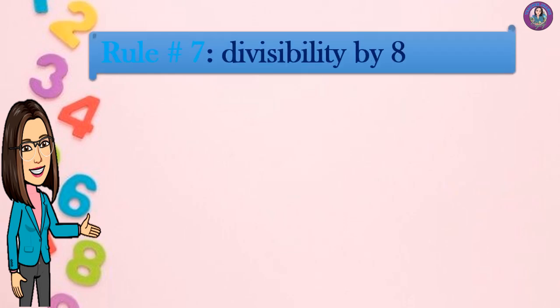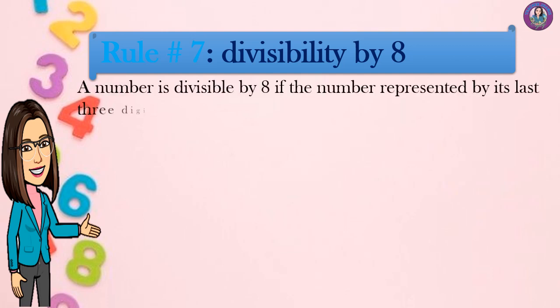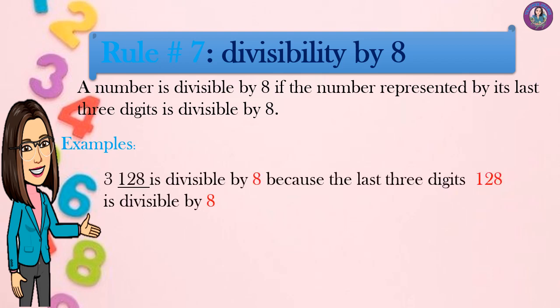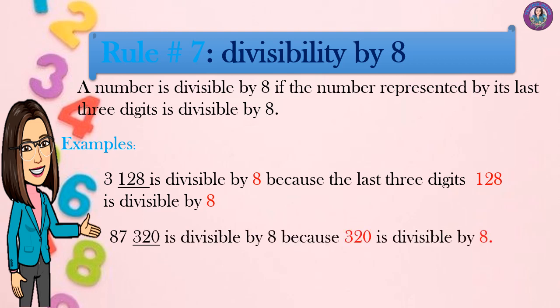Rule number 7, divisibility by 8. A number is divisible by 8 if the number represented by its last 3 digits is divisible by 8. Examples. 3,128 is divisible by 8 because the last 3 digits, which are 1, 2, and 8, are divisible by 8. More examples. 87,320 is divisible by 8 because 320 is divisible by 8.